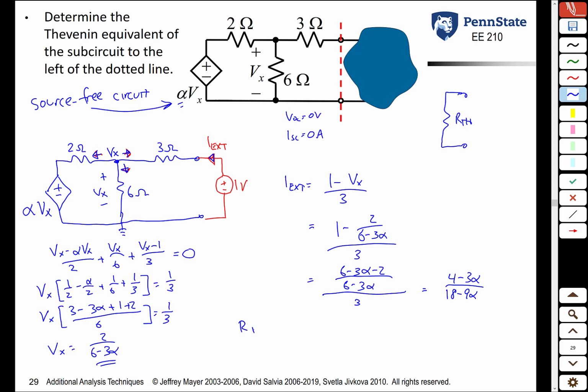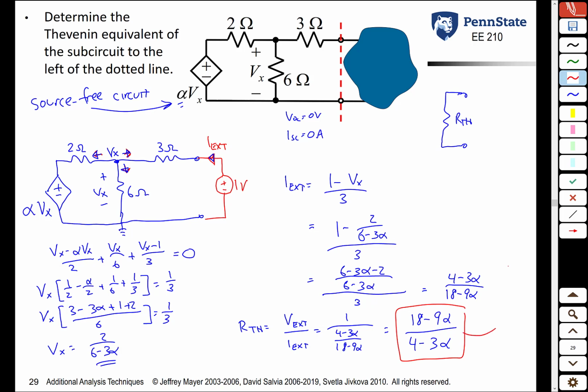Finally, the Thevenin resistance is what? The external voltage divided by the external current. The external voltage was 1 volt. The external current was this expression here. So we get our final answer, 18 minus 9 alpha over 4 minus 3 alpha. And that is the value of this resistance.